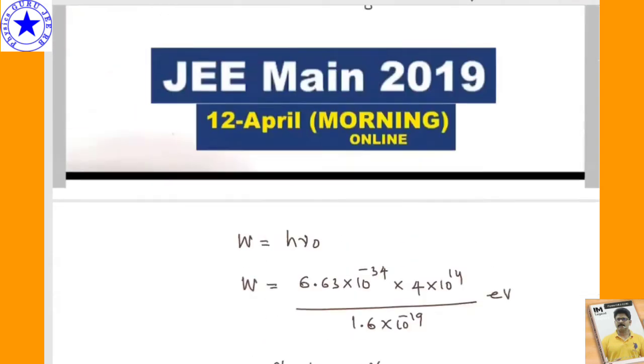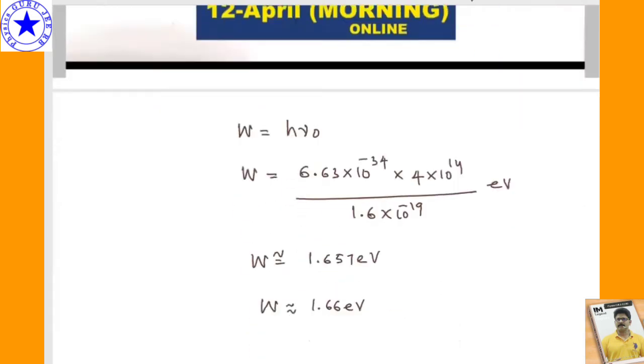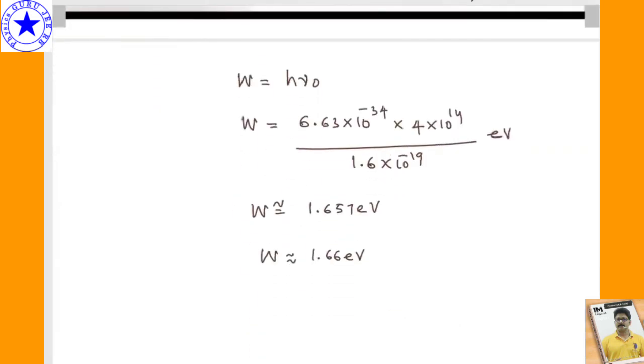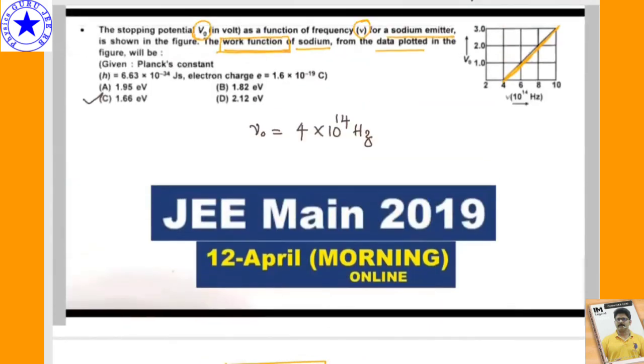Which option matches? C. We can check it out, right? So the final answer is C. W is equal to 1.66 electron volts. Hope it is clear. Now W is equal to h nu naught. This is W equals h nu naught. Is it fine? So this is the threshold frequency.